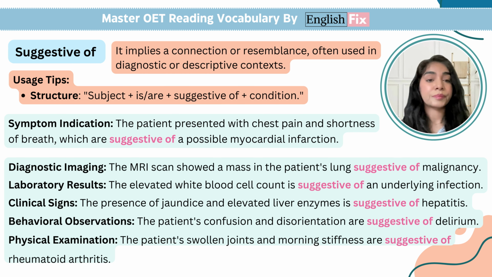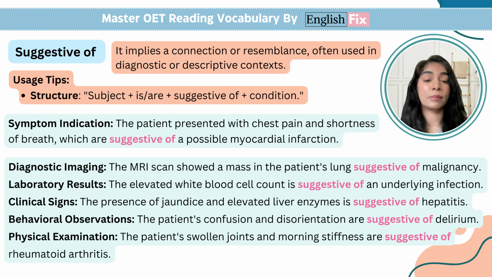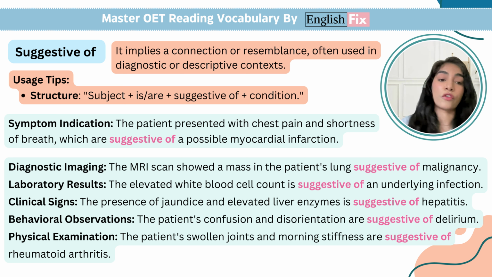At the same time, when you want to talk about resemblance between things in your OET writing, let's say you want to say that his symptoms are very similar to a particular health problem. For example, his symptoms make me think that he might have anemia, or he might have pneumonia, or he might have diabetes. So the term that you can actually use there is "suggestive of." For example, "his symptoms were suggestive of diabetes type 2." "His symptoms are suggestive of anemia."